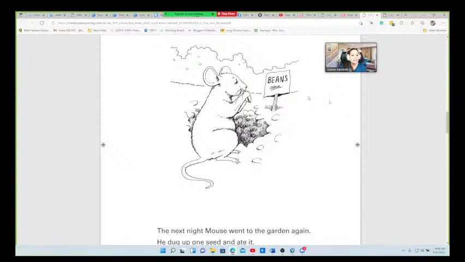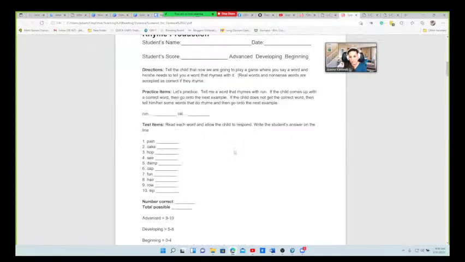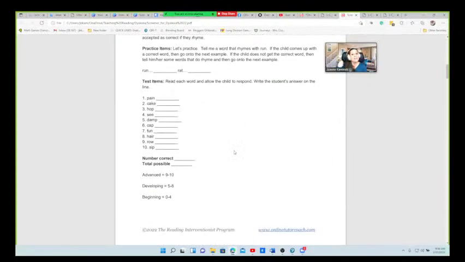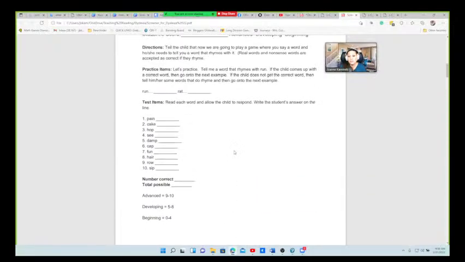And along with that, I've also created this one sheet right here. This is what you're writing on as you have the child go through the PowerPoint. So then you're able to determine, okay, is this a beginning skill for this child? Is it a developing skill, or is it advanced? And if they get 9 to 10 correct, it's advanced.